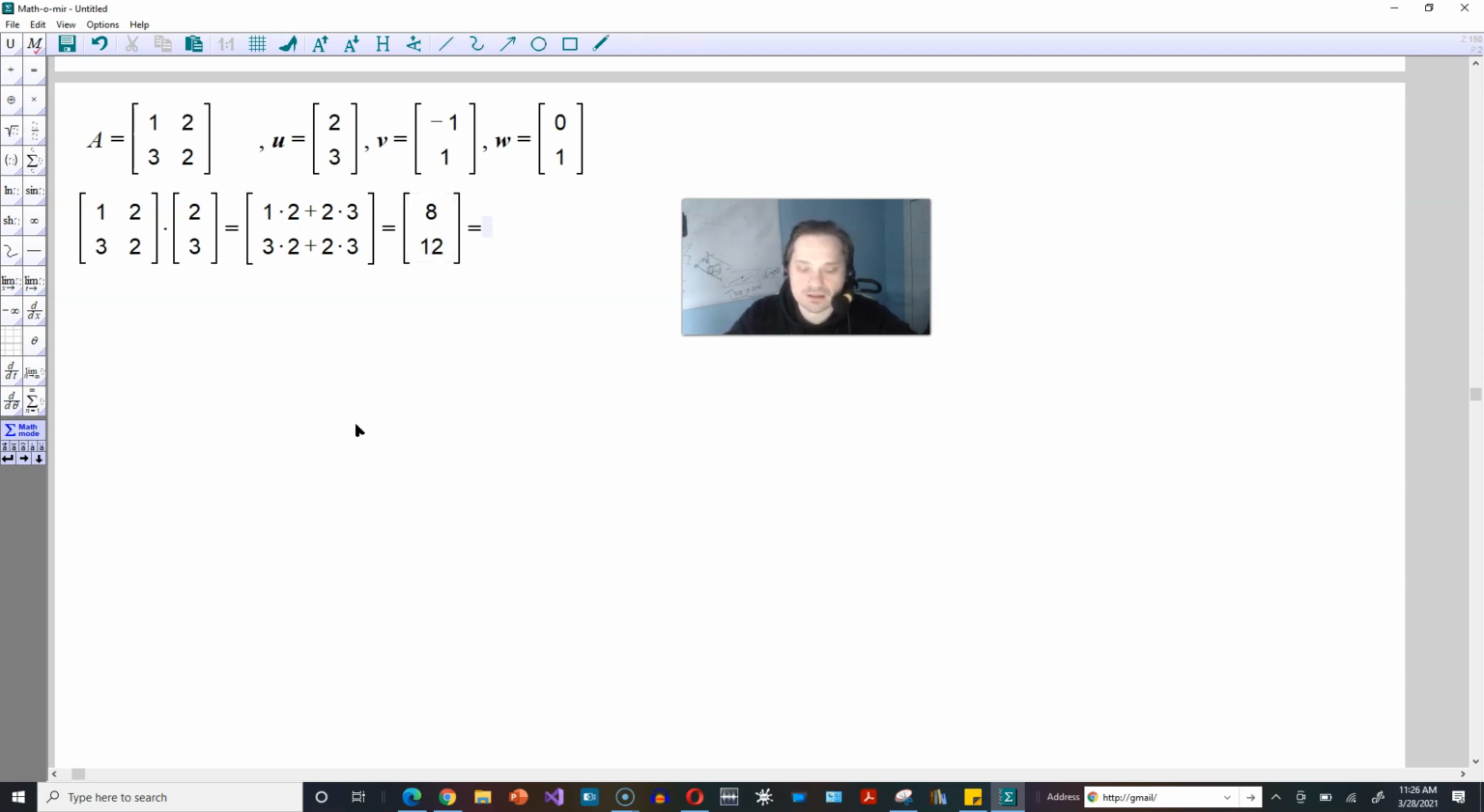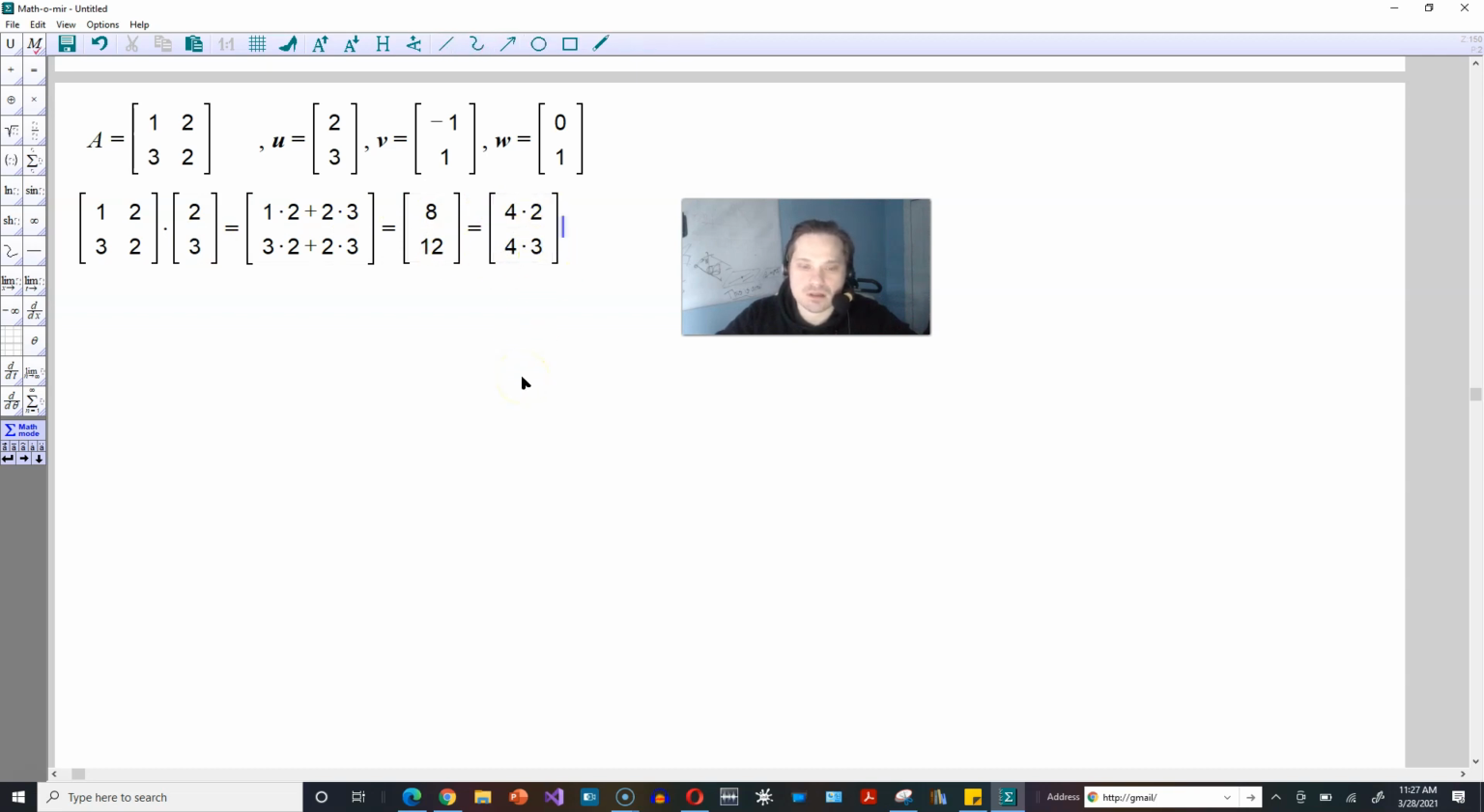I'm going to write this vector next as follows, because we need to be able to see our relationship. 8 is the same as 4 times 2. 12 is the same as 4 times 3. Why do I want to write it this way? Look back at our input vector. It had an entry of 2 and an entry of 3. Now, Au is actually, as you can see, 4 times 2 and 4 times 3.